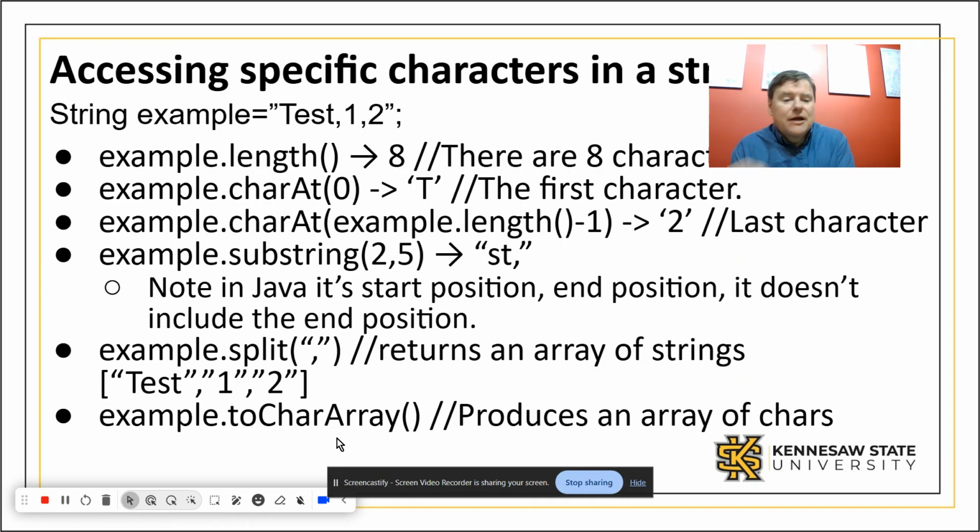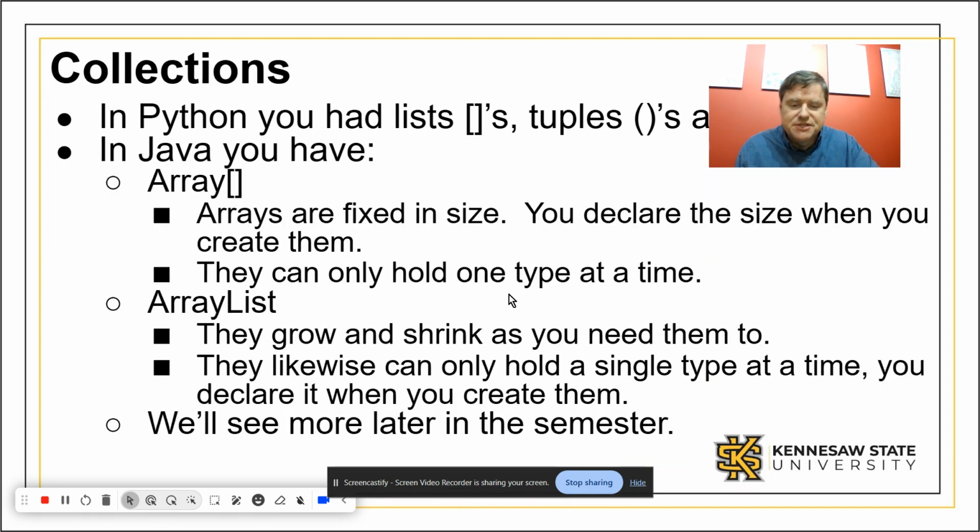You can do that inherently in Python. You can just say for x in string name and it'll work. Here you had to say for char_x colon string.toCharArray. And what this does is it converts the string into a character array, and we're going to talk about arrays here in just a moment. So bear with me on that. We'll come back to character arrays in just a few seconds.